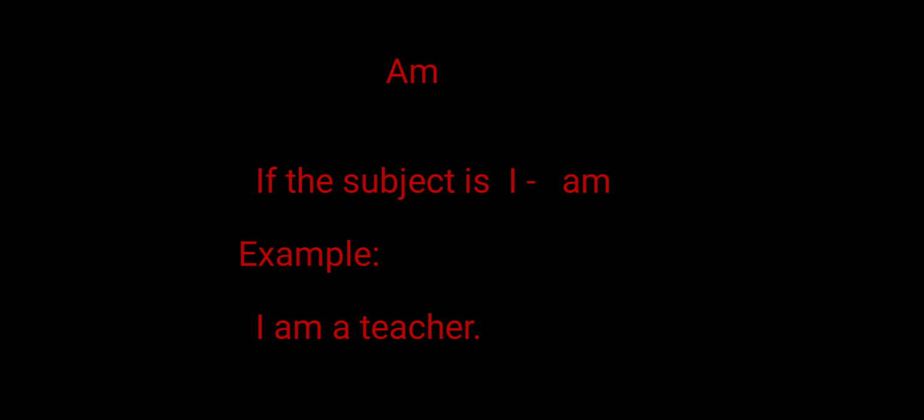For example, I am a teacher. Here am is used to link I and a teacher. It means this teacher is the adjective of I. That is why this am is linking the subject and the predicate. It means this predicate is telling something about the subject and am is used as the linker here.